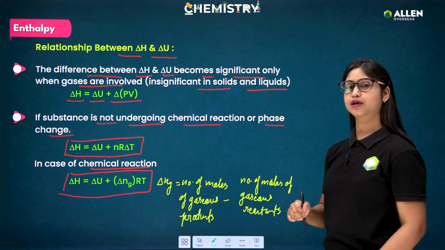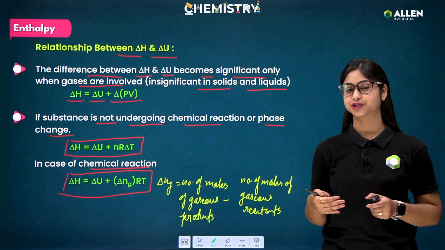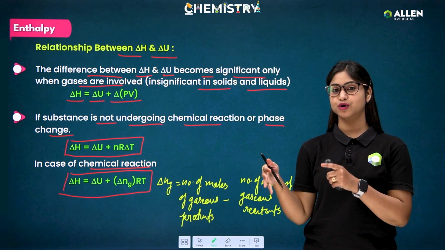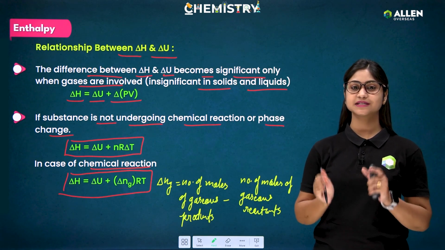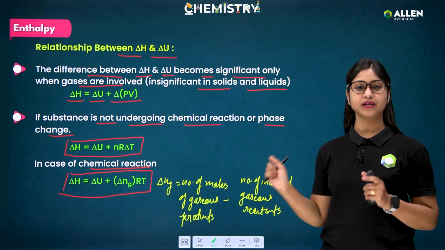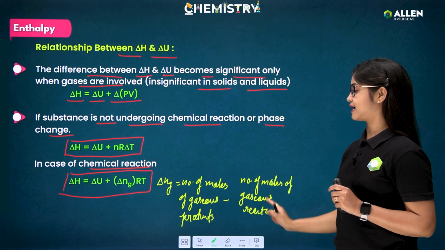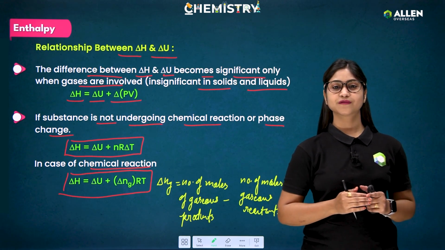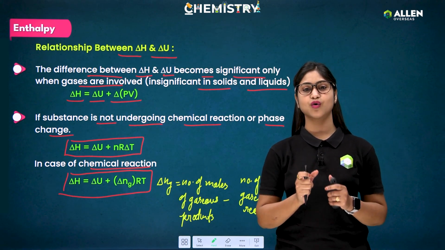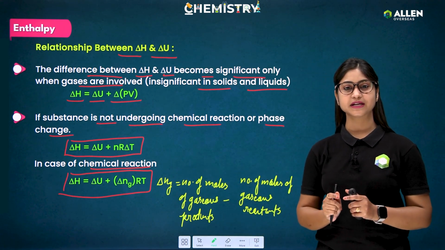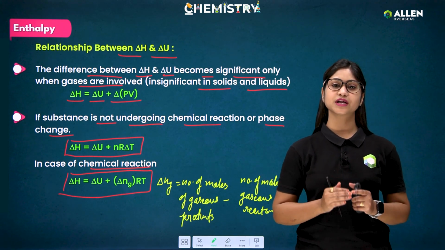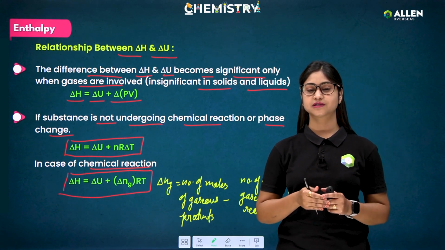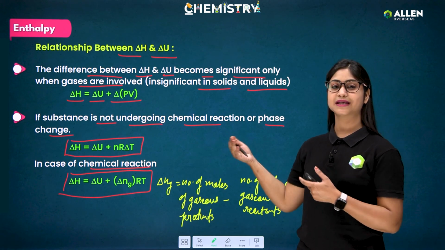Whenever a chemical reaction is taking place and gases are involved, delta Ng gives the difference of the number of moles of gaseous products and gaseous reactants. We never include any solid or liquid in this formula, only gases. R is the gas constant, and T is the temperature, which is generally constant since most chemical reactions take place at constant temperature. These are the relations we can use according to the condition given in the question, whether it is a chemical reaction, phase transition, or any other process.